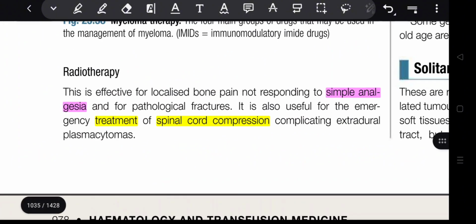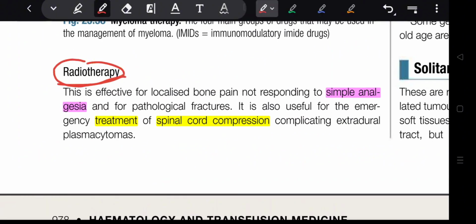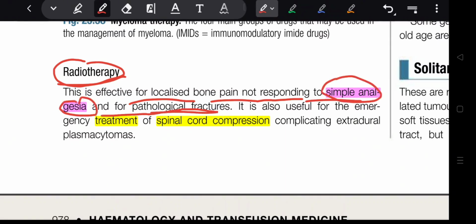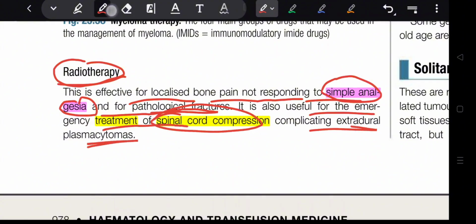Radiotherapy. This is effective for localized bone pain not responding to simple analgesia and for pathological fractures. It is also useful for emergency treatment of spinal cord compression, complicating extradural plasmacytomas.